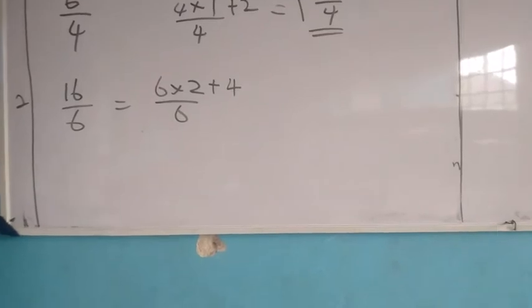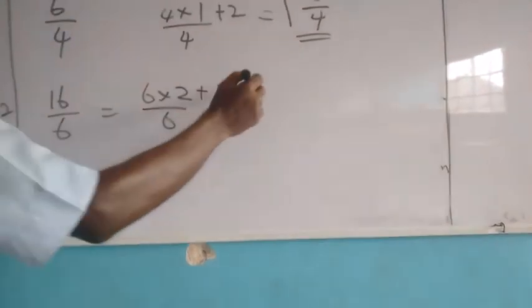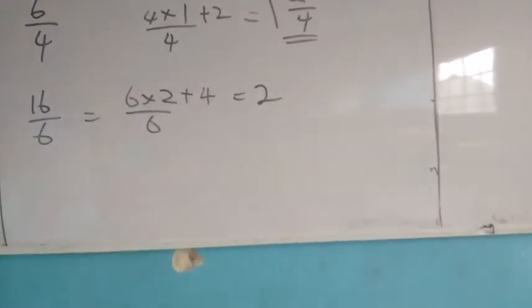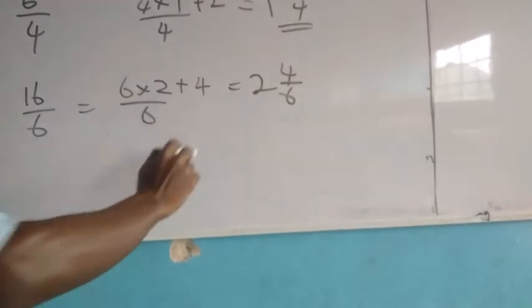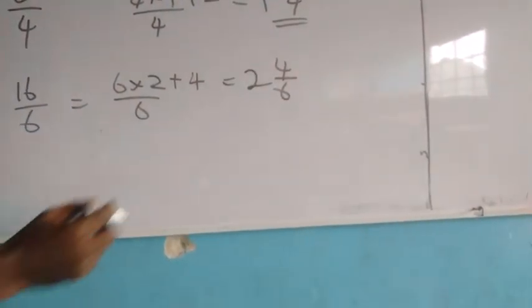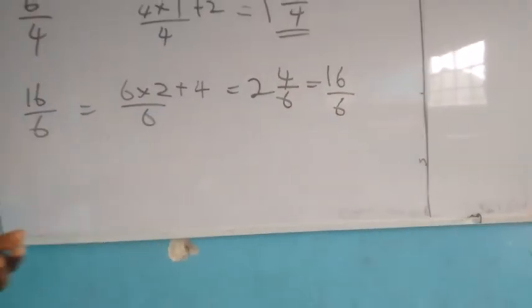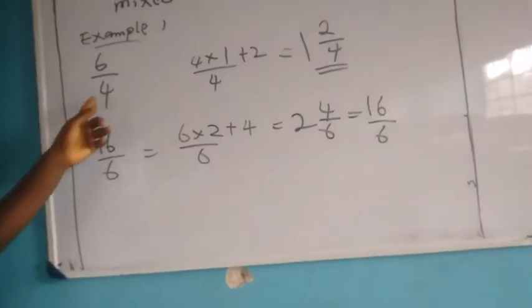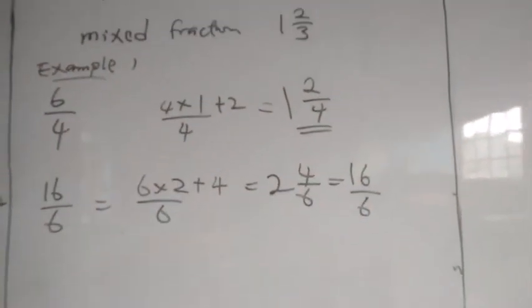Now what do we do? That number you are going to multiply is 2. We now have equals to 2 whole number, 4/6. 6 times 2 is 12, plus 4, 16. So we now have 16/6. Remember, you are going to keep the denominator. You will not move it up. Do you understand?